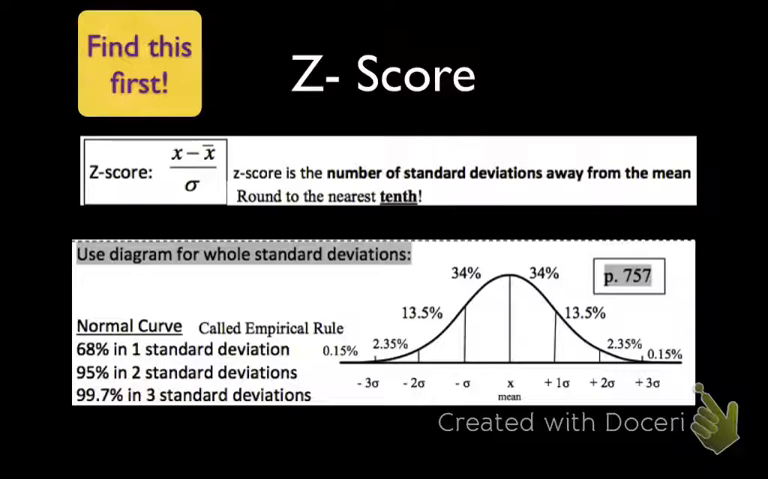If you look right here, the z-score is the x value minus, what does that x bar mean? Minus the mean divided by this lowercase sigma, which remember means the standard deviation. Okay, so the z-score is the number of standard deviations away from the mean. Round it to the nearest tenth. So when you find the z-score, round to the nearest tenth.